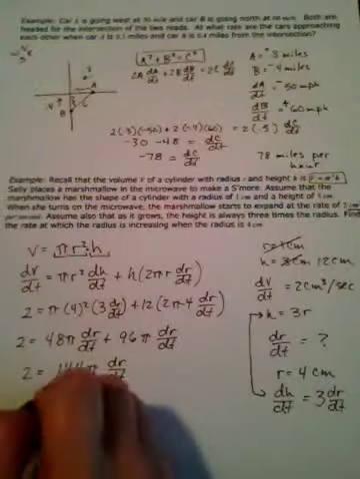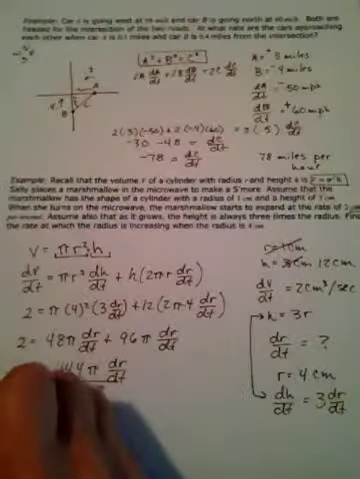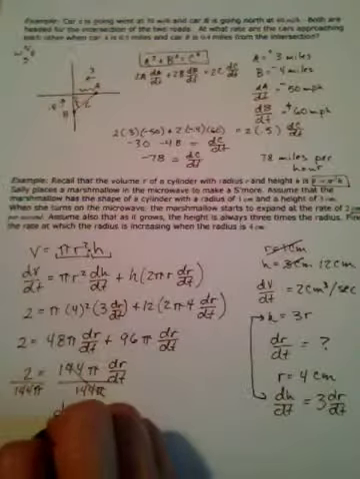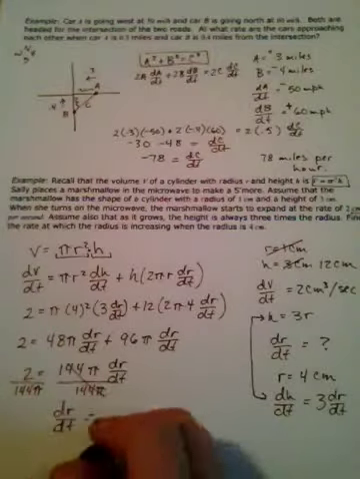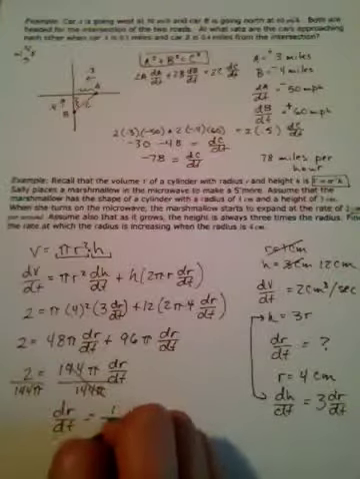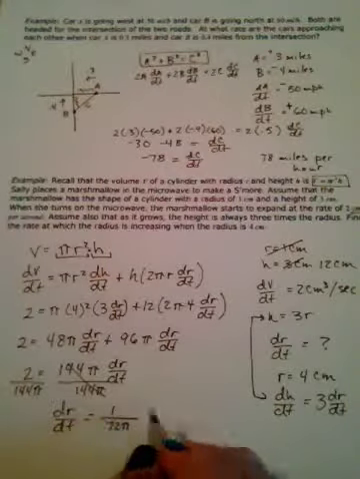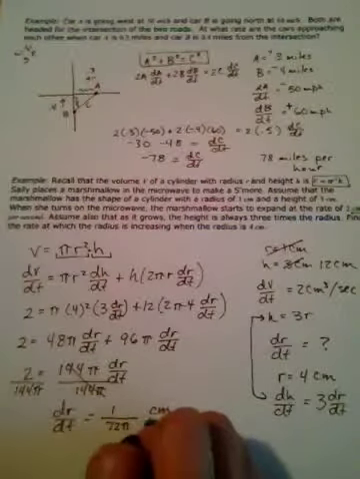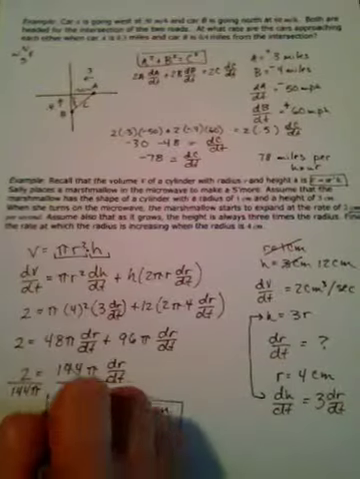So I would divide both sides by 144 pi. And my dr dt equals, when I reduce this, it's 1 over 72 pi. I need units. The radius is measured in centimeters, so centimeters per second. So it's increasing very slowly at that moment.